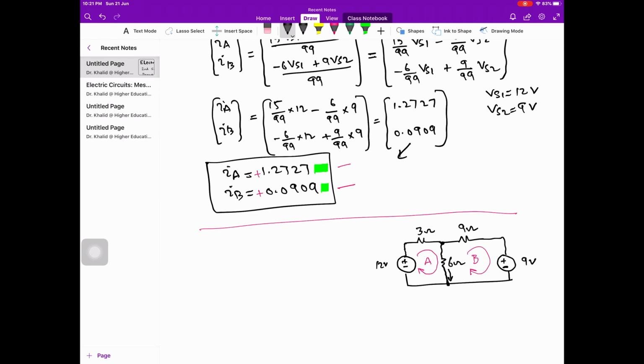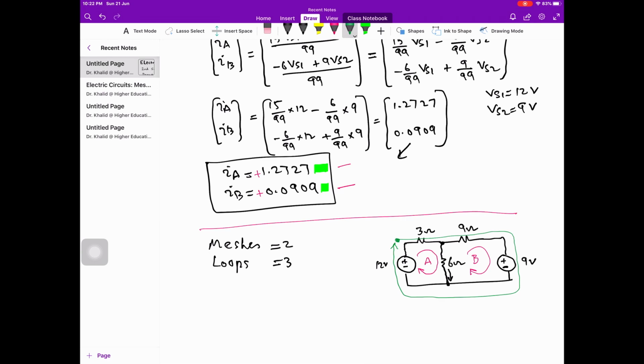We have written the number of meshes equal to 2, but the number of loops is 3. The third loop, as I mentioned in the beginning of this lecture, is the outer loop over here. Let us see what happens if we try to write the loop equation for this outer loop.